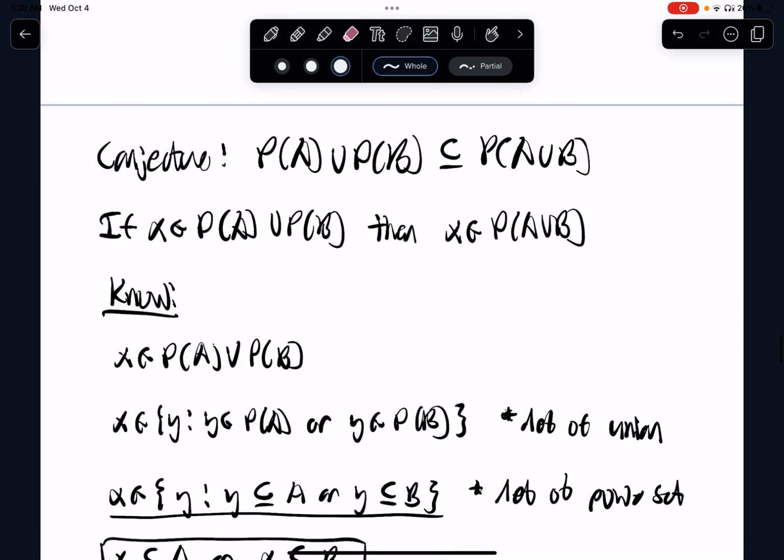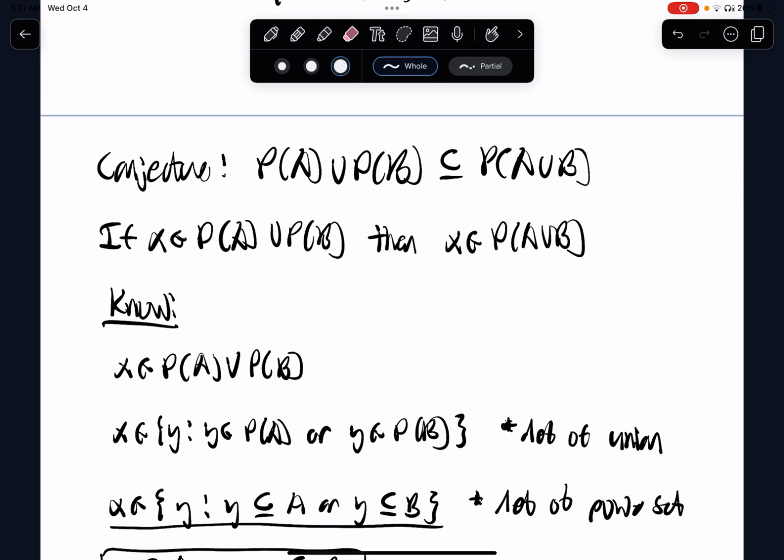So I write down my conjecture: the power set of A union the power set of B is a subset of the power set of A union B. Then, following the first step of my proof writing, which was show examples, I first showed examples. I found that my first conjecture was false, and I created the second conjecture and used examples to see if it was false, and I only found true examples as I went on.